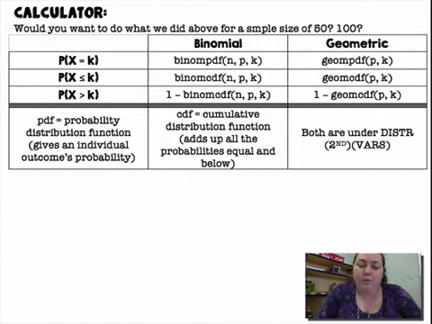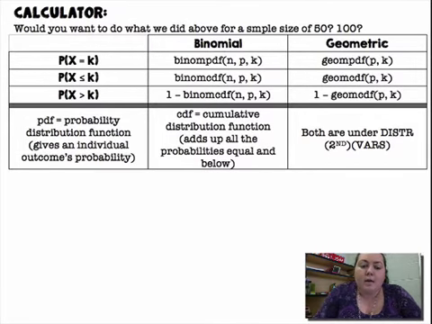Alright, so now you're probably not going to want to do that if you have a sample size of 50 or 100. So instead, we're going to use the calculator. If you're trying to find the probability at a specific value, then you're going to be doing binomial PDF or geometric PDF. Binomial PDF is your N, comma, your P, comma, your K value. And geometric is your P value, comma, your K value. And if you have a newer calculator, it will tell you what exactly they're looking for, and you just type it in.